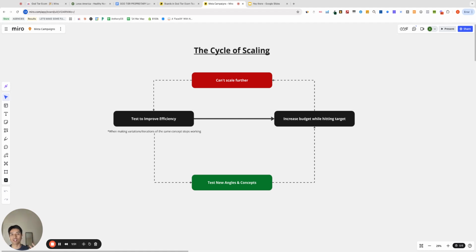We leave everything broad and we change the only variable in the account that actually matters and drives the needle, which is your creative. So we're testing new creatives to improve efficiency. We keep testing, we keep testing, we keep testing. And when we test, we want to improve the efficiency so that we can spend more. And then eventually we're going to get to a point where we can't scale further. And you rinse and repeat this process until you're happy with the amount of money in your bank account.